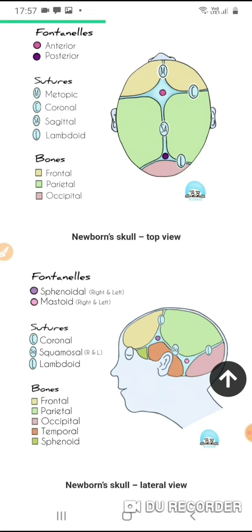One is the sphenoidal and the other one is the mastoid. This fontanel is the sphenoidal fontanel.